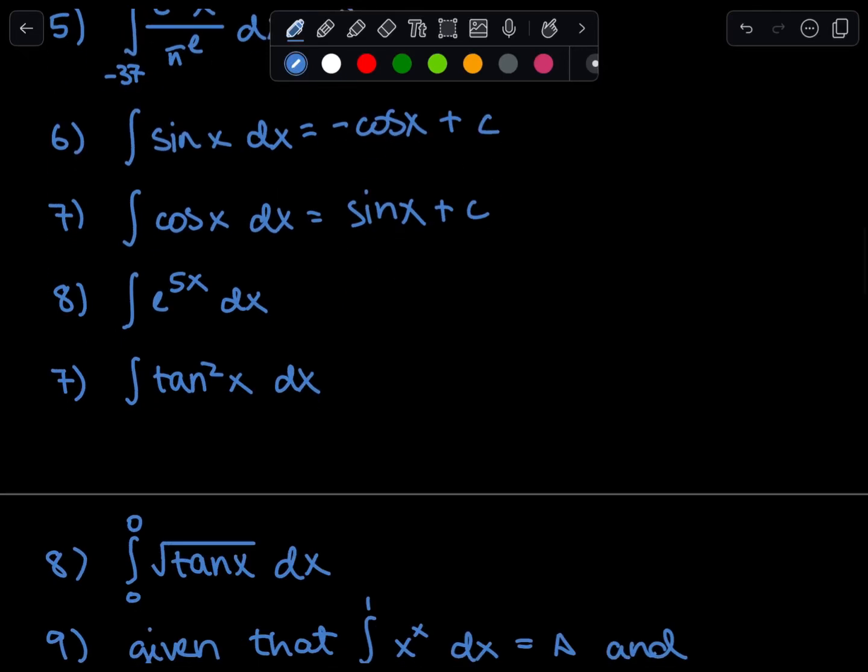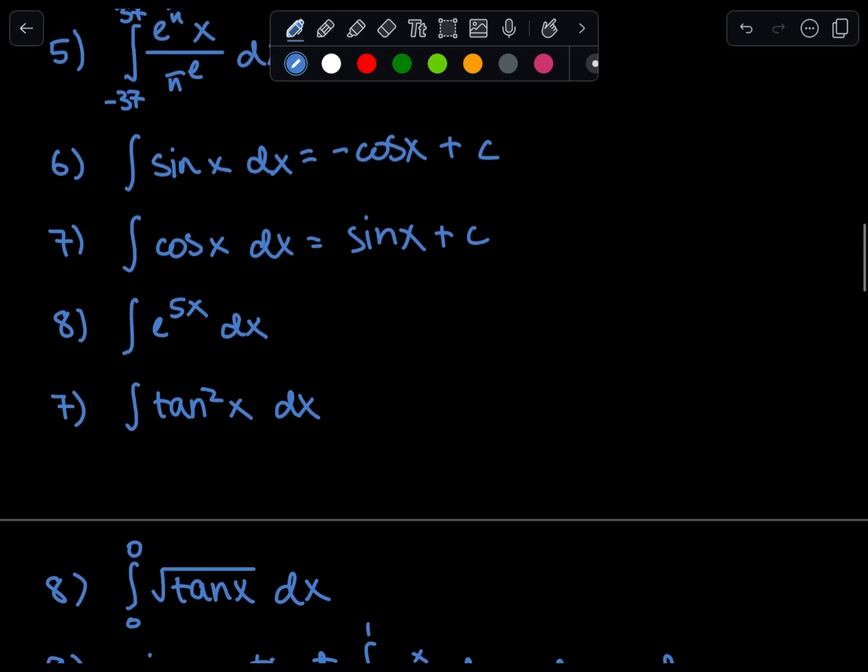Number 8, we have the integral of e to the power of 5x. Which function can we differentiate to get e to the power of 5x? Well, it's going to be another exponential function, right? Using the rules for differentiating exponentials. Let's try e to the power of 5x.